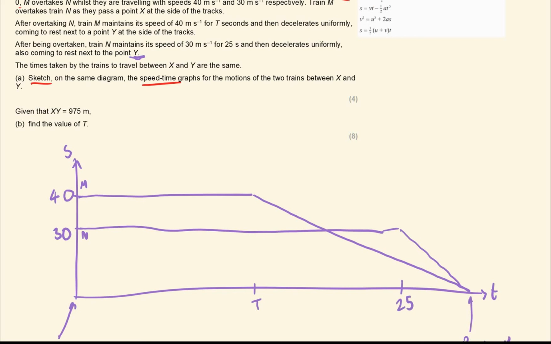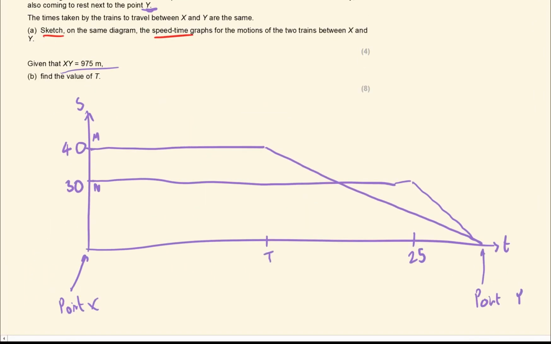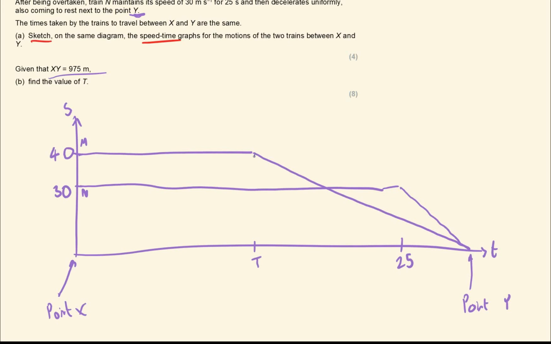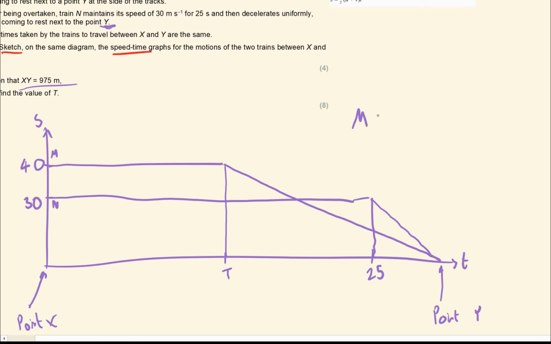We're then given that XY is 975 meters. We want to find the value of t. Okay, let's see how we can do this. We can work out the area of each of these, and to do that, I'm going to basically chop up the shapes and work out each area. So for train M, we have 40 times t. That's how long it's travelling at 40 meters per second.